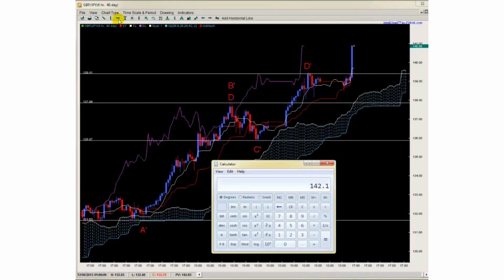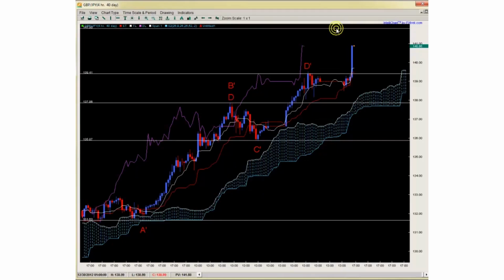we still have a ways to go. In fact, 142 is going to be way up there. I can't even put it on my chart right now. And we're seeing a confirmation of that.